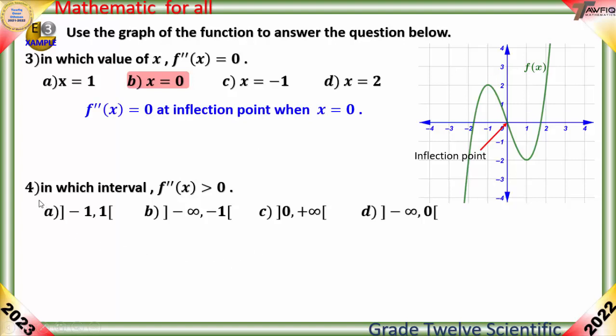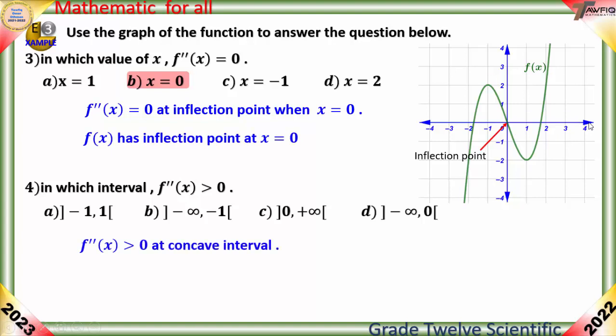Question number 4. In which interval is f double prime bigger than 0? f double prime is bigger than 0, that means it is positive, at a concave up interval. As you can see, the graph of the function f(x) is concave up at the interval from 0 to positive infinity. That means f double prime is bigger than 0, or positive, at the interval (0, positive infinity).